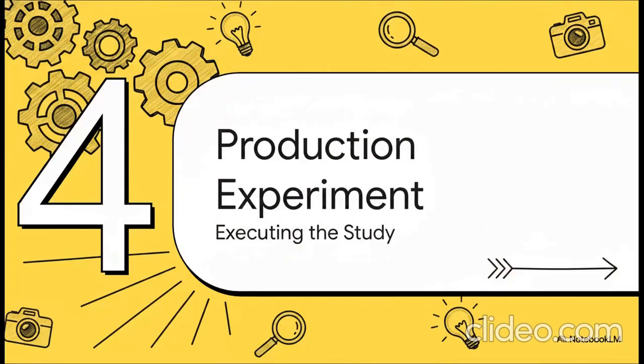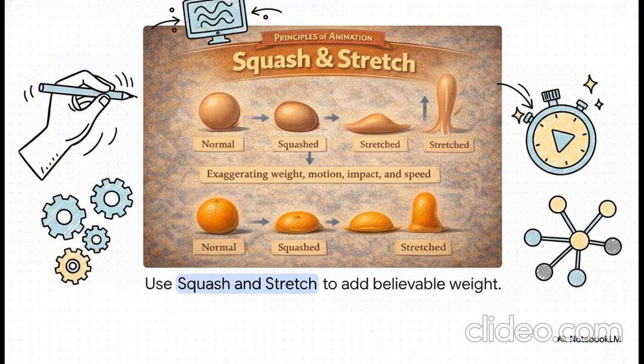Let's dive into Section 4, Executing the Production Experiment. How you execute your experiment depends entirely on your medium. But that scientific rigor, that has to stay exactly the same. If your execution involves 3D models or 2D characters, you have to meticulously apply variables like the 12 principles of animation. Take the principle of squash and stretch, for example.